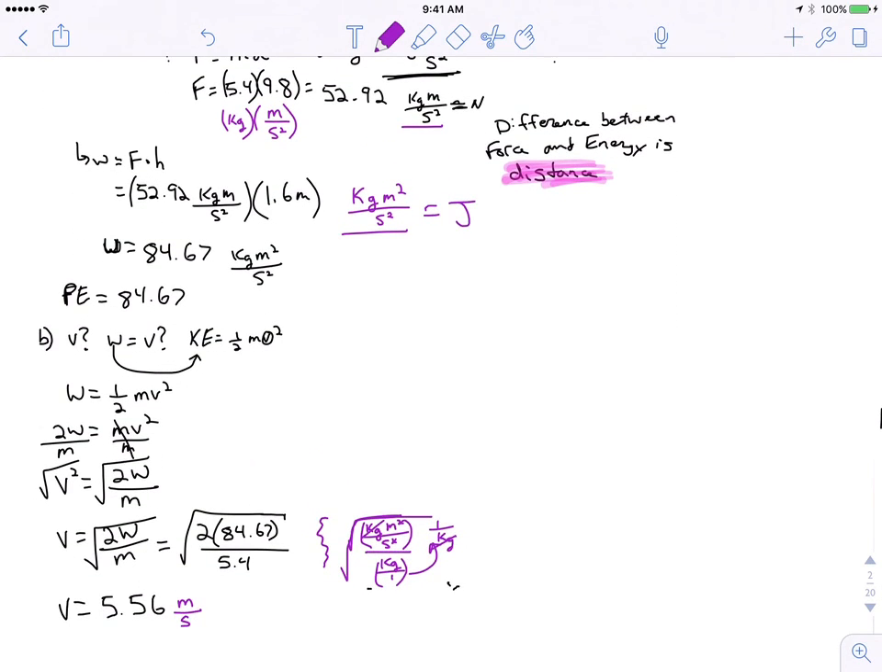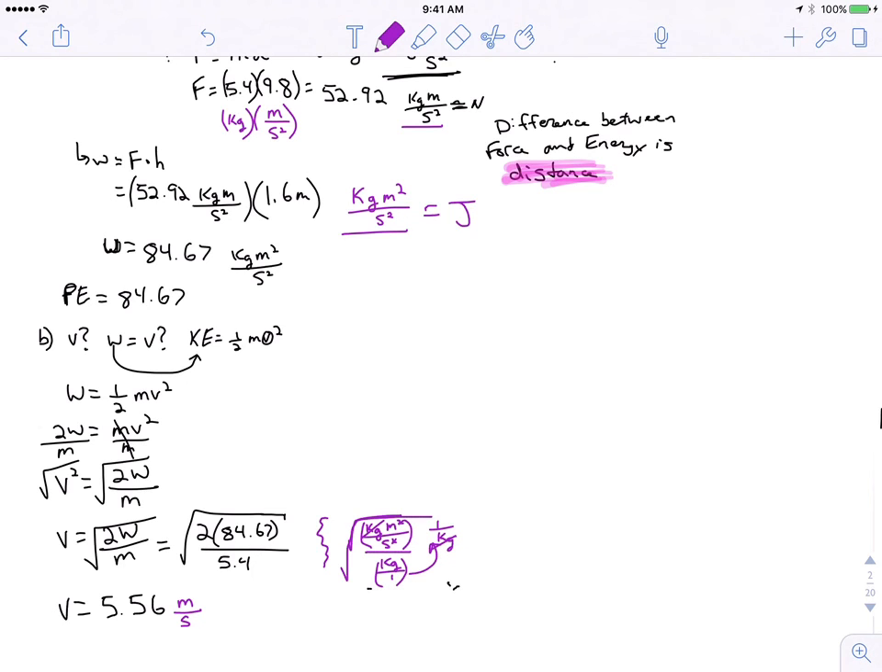Now, the next question was to find the velocity of the falling object. To find the velocity, we know that work is the same as energy, so we subbed in 84.67 and then solved for v in our kinetic energy equation. Doing a little bit of algebra, we end up with 5.56 meters per second, about.